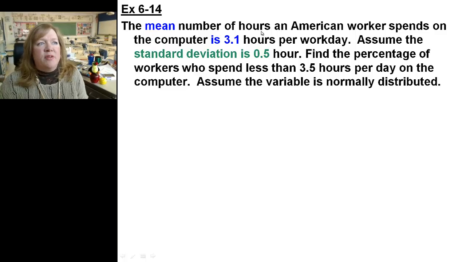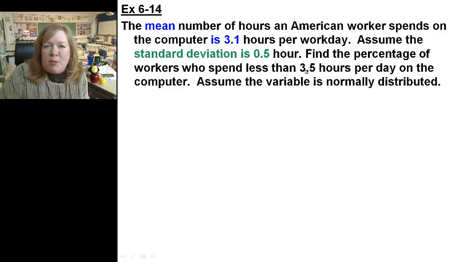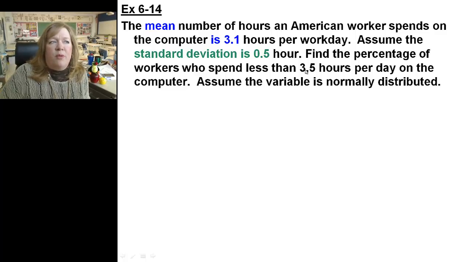It says the mean number of hours an American worker spends on the computer is 3.1. Assume the standard deviation is 0.5. Find the percentage, that's important, of workers who spend less than 3.5 hours per day on the computer. Assume the variable is normally distributed. That is very important. Since it's normally distributed, we can make a prediction. We want to know what percent spends 3.5 or less on the computer.